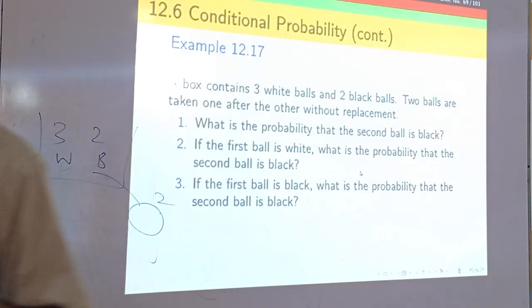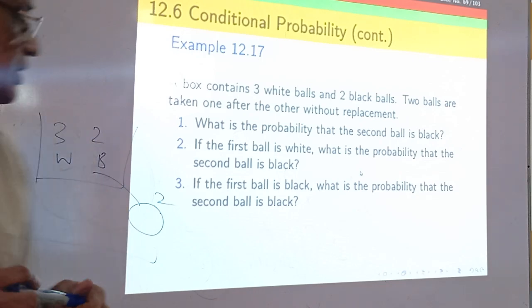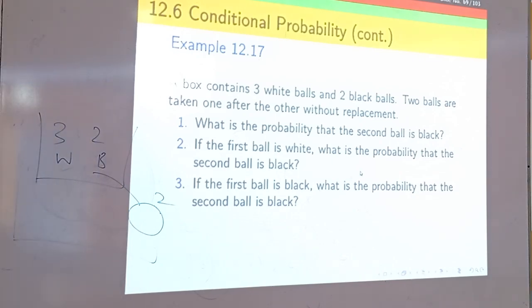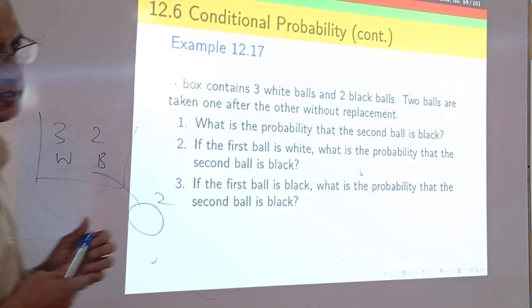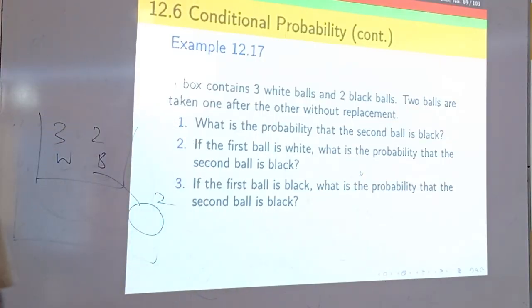What is the probability that the second ball is black? Okay, next question. If the first ball is white, what is the probability that the second ball is black? Now, knowing that the first ball is white, one ball is taken. Now we are taking from the remaining balls because we are taking without replacement. So there are 2 white balls and 2 black balls in the box now when you take the second one. So what is the probability that the second ball is black then? 2 out of 4.